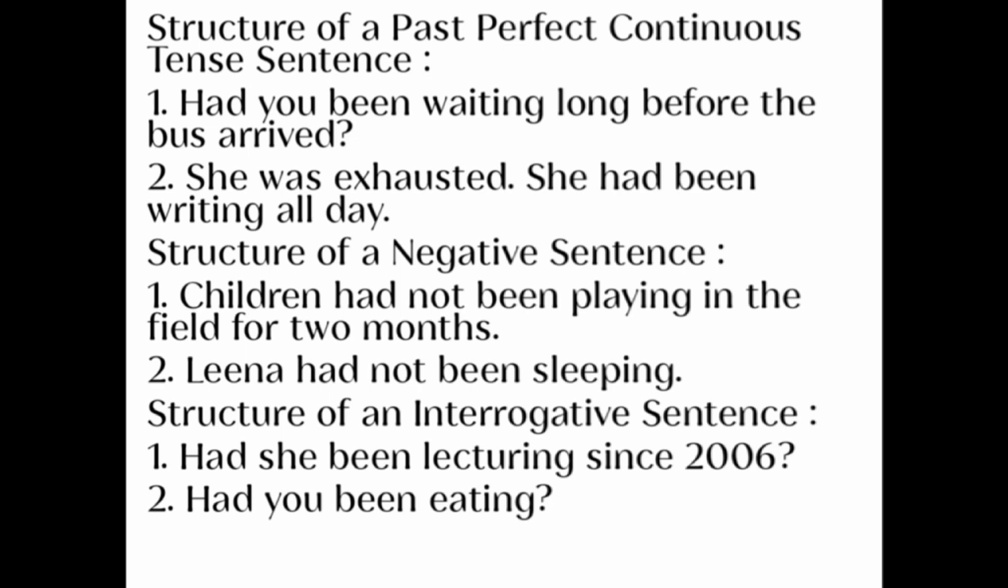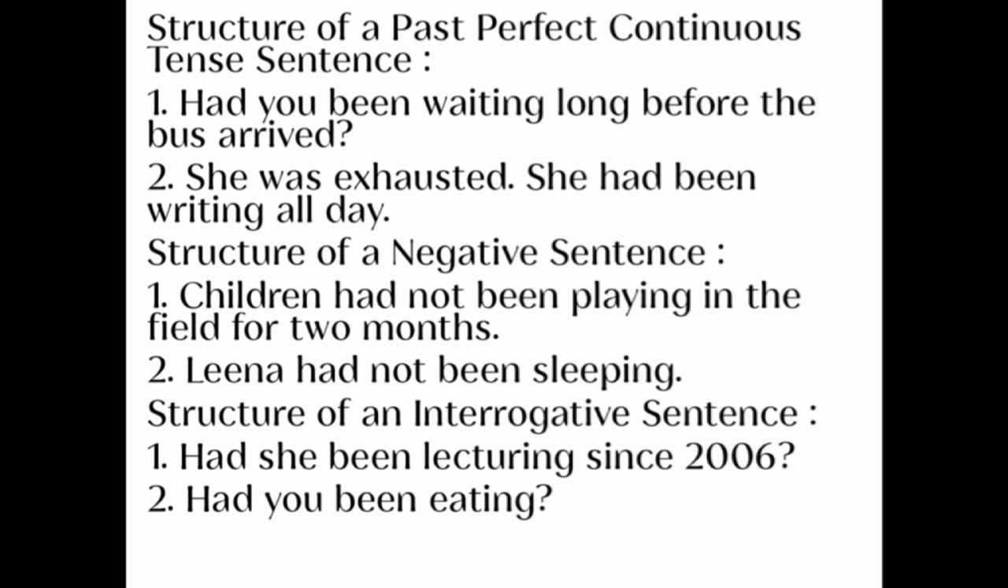Structure of a past perfect continuous tense sentence. It includes subject plus auxiliary verb had been plus present participle, base form of the verb plus ing, plus object plus time reference. Had you been waiting long before the bus arrived? She was exhausted. She had been writing all day. So time reference is given. How long were you waiting in the first sentence and had she been writing all day?